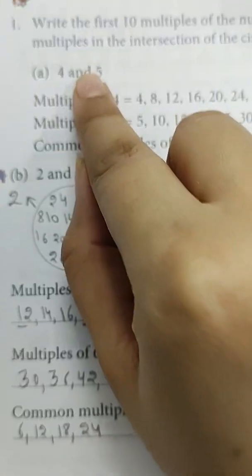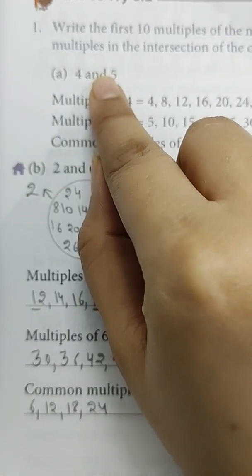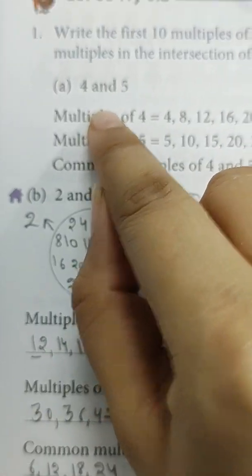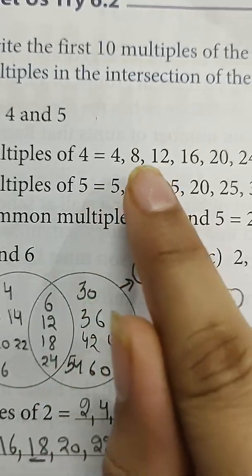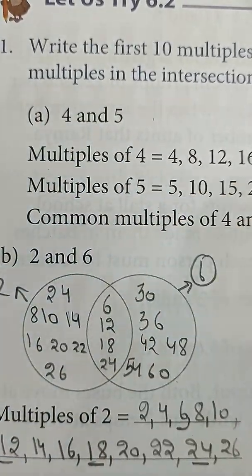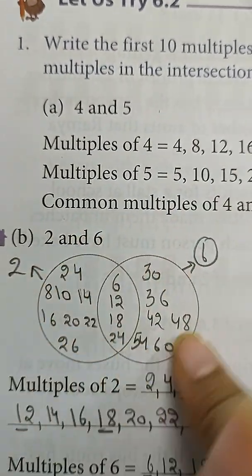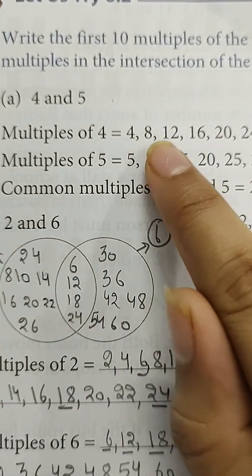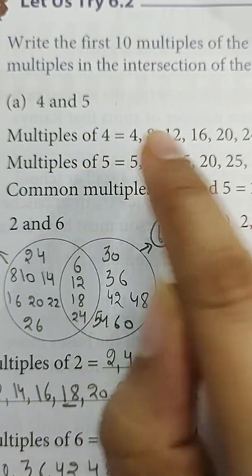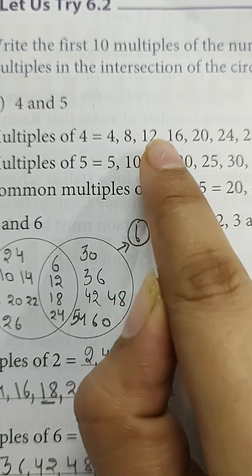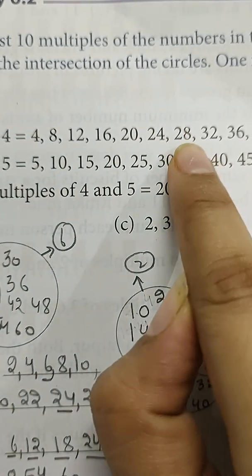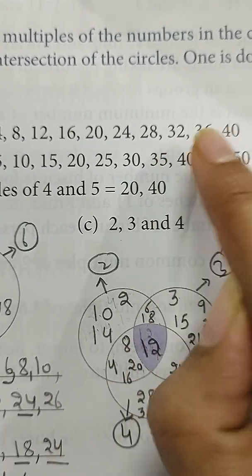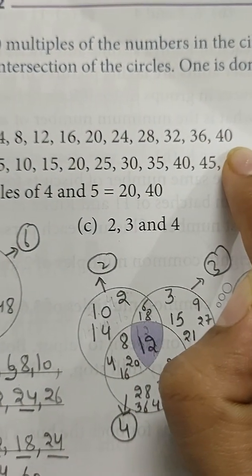So here the first example is already done for you. This is 4 and 5. For multiples of 4, you have to just write the table till 10. Okay, I will be doing one for the example. 4, 8, multiples of 4 we are writing. 4 ones are 4, 4 twos are 8, 4 threes are 12, 4 fours are 16, 4 fives are 20, 4 sixes are 24, 4 sevens are 28, 4 eights are 32, 4 nines are 36, 4 tens are 40.